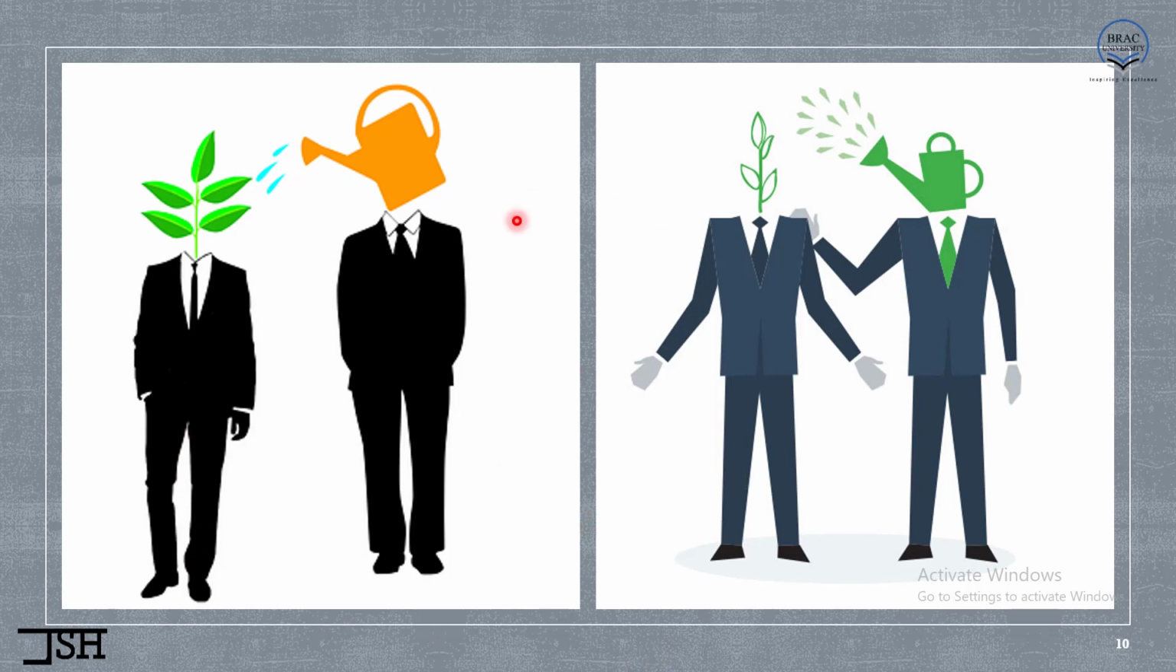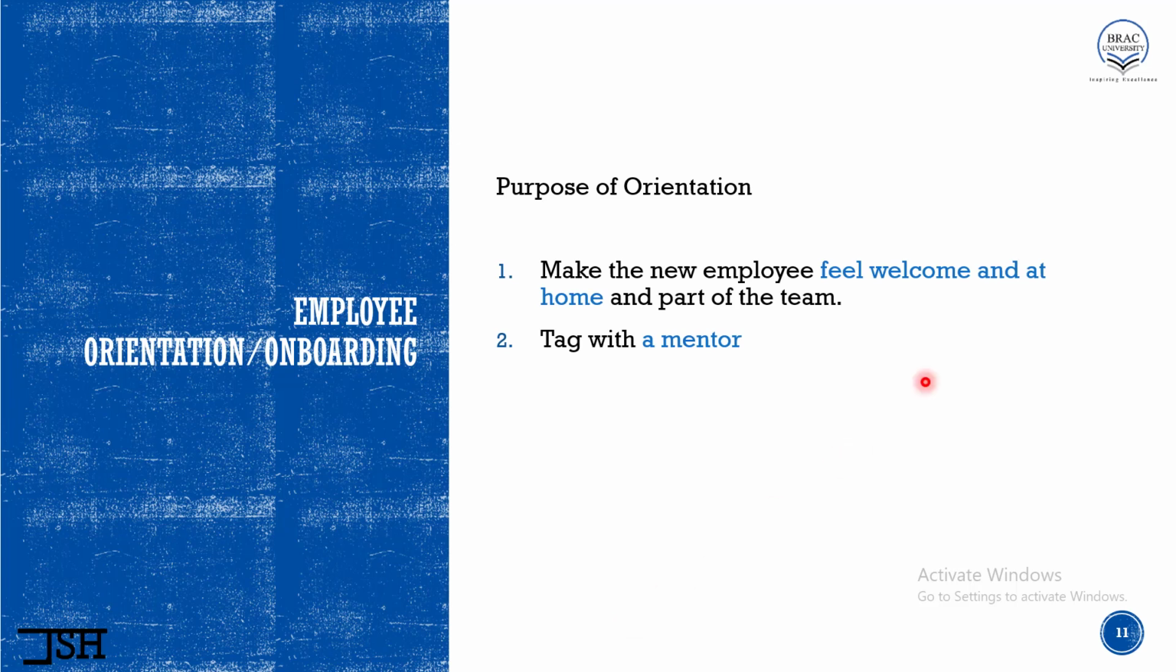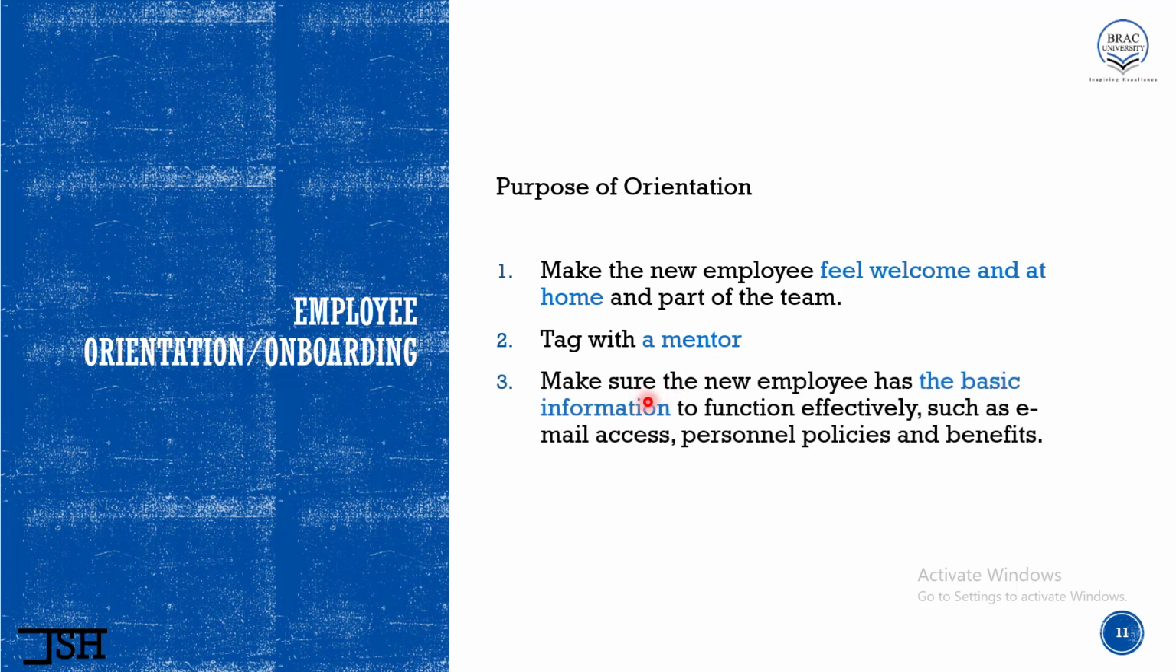So what are some of the other purposes of an orientation program? Let's take a look. We have gone through the first two purposes, which were to make the employee feel welcome and to tag them with a mentor. The next purpose is to make sure the new employee has the basic information to function effectively, such as email access, personnel policies, employee benefits, and so on. Again, I have briefly explained this topic just earlier, so give you the basic information about the company.